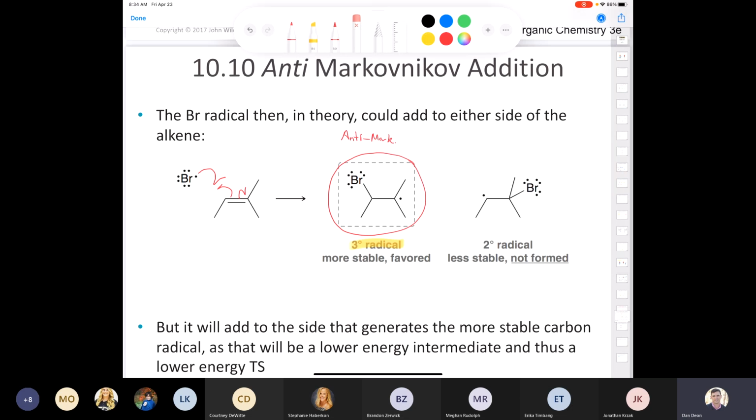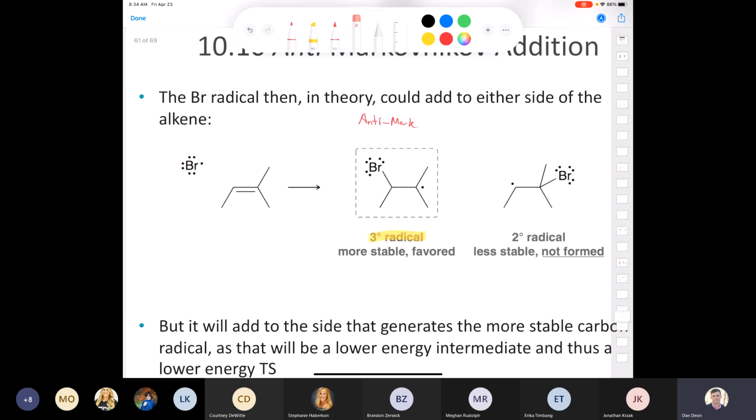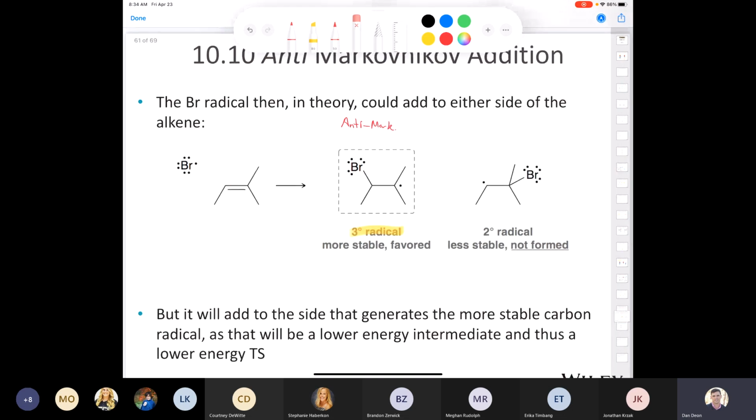Okay, now I'm going to erase some of this. Okay, I'm going to erase this and this and this. Now, what if we added the bromine to this carbon, right? The other carbon, the other vinylic carbon. Well, in that case, what's going to happen? I'll draw a fishhook like this, another one like this, and we're going to end up with this, which produces a secondary radical. Which one of those is more stable? A tertiary is much more stable than a secondary.